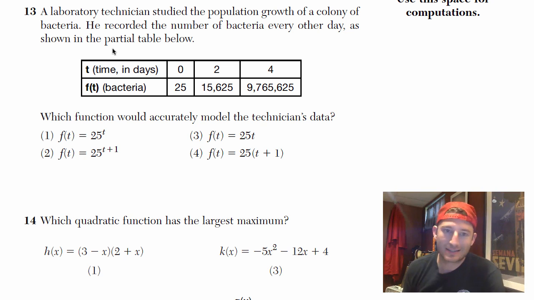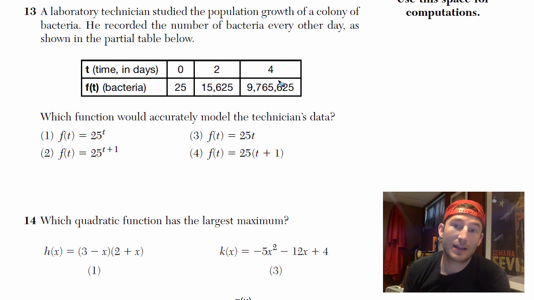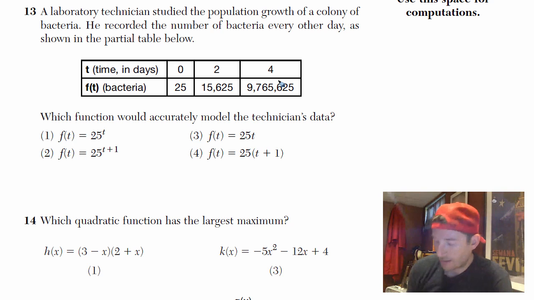All right, so when I see this table, the first thing I notice is that the numbers are getting pretty huge fast, right? They're getting really big around here at 4. So that tells me I'm probably going to need exponential growth, especially when I'm dealing with bacteria or insect growth. But especially bacteria, the numbers get big fast. So I want an answer that has a variable in the exponent. So 3 is gone and 4 is gone.